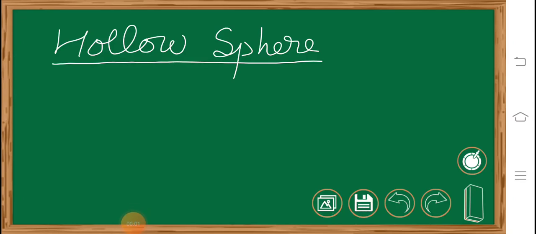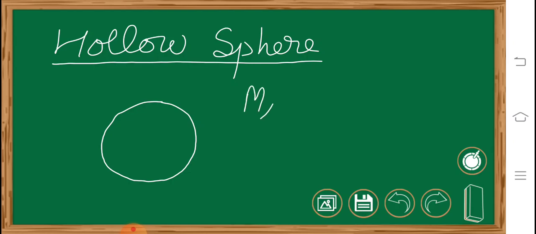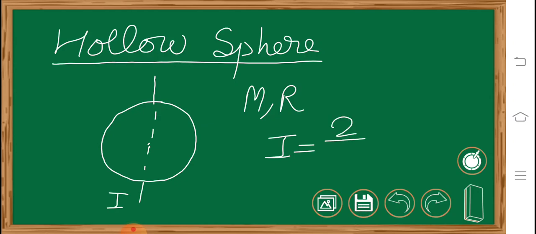Moment of inertia of a hollow sphere about an axis passing through the diameter. Suppose this is a hollow sphere having mass m and radius r, and there is an axis which is passing through the center of the hollow sphere. So the moment of inertia of the hollow sphere about this axis will be 2 by 3 mr square.